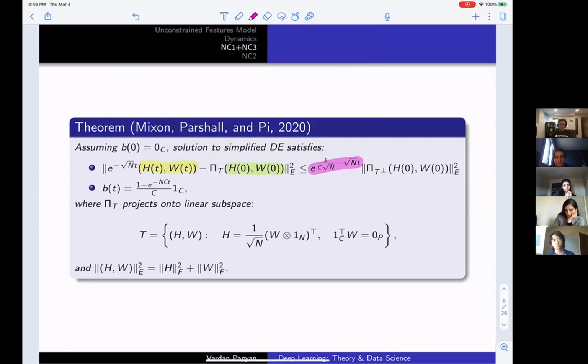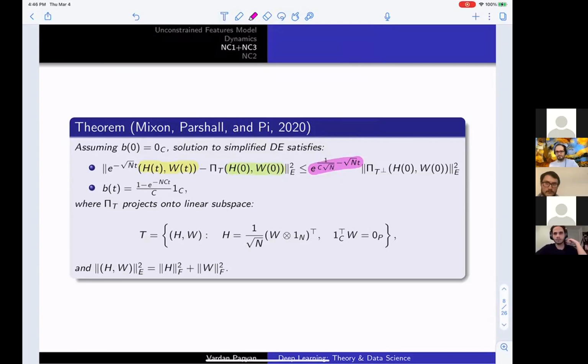What does this mean? In simple words, what does this mean, if it means anything to you? They converge to the origin? No.